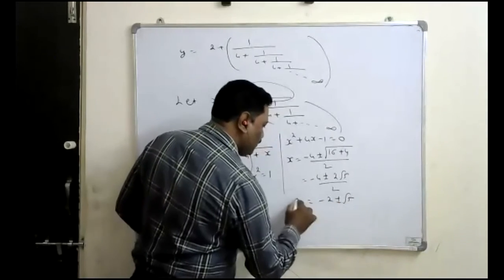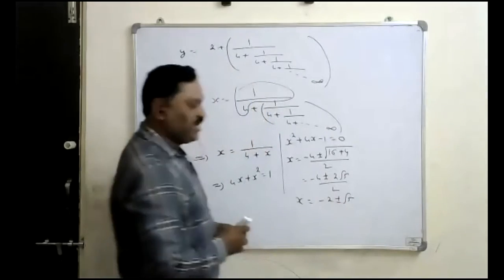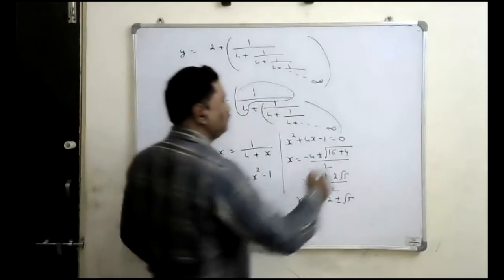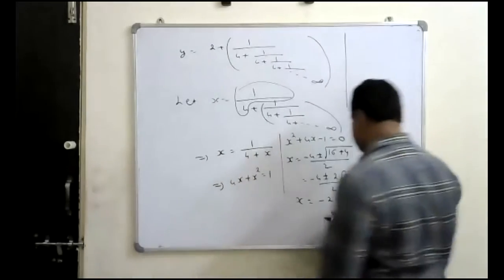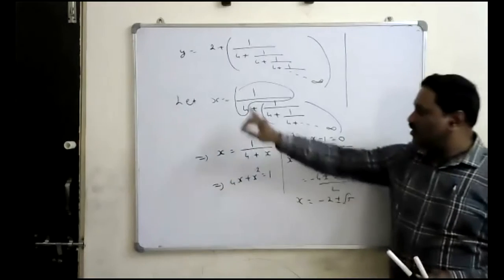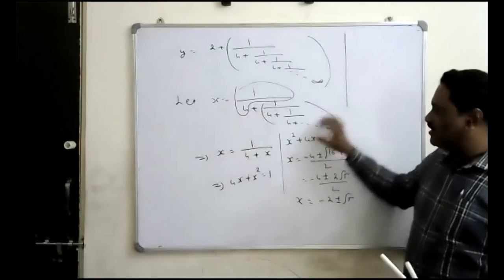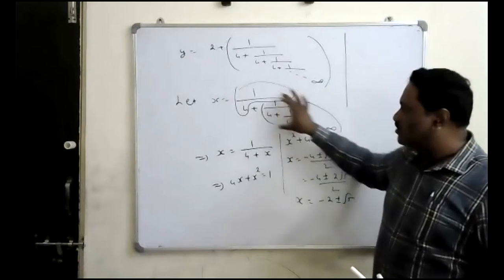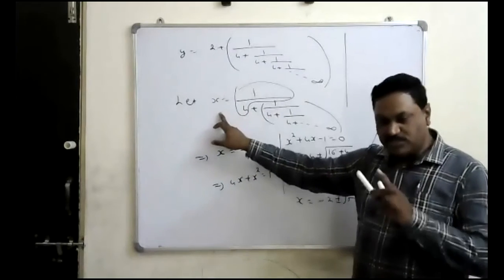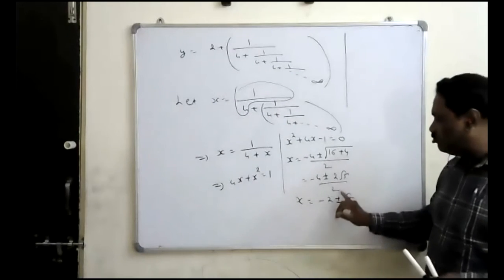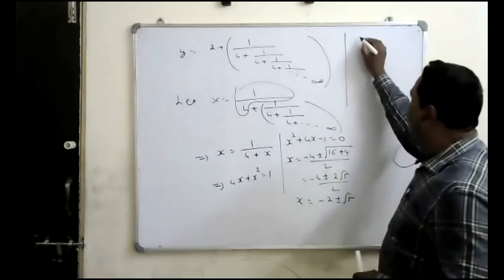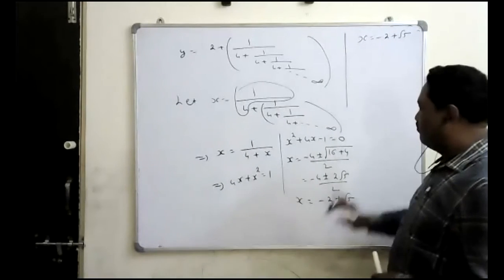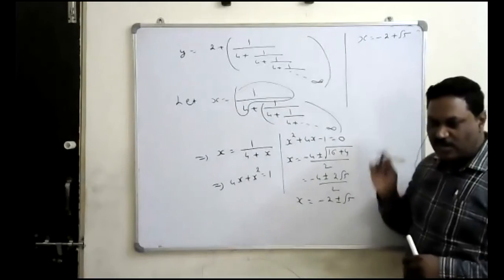So we got two values here. Which value should we take? We have to take the positive one. Why? Because 1 by 4 plus 1 by 4 plus, all these are positive values only, and we are adding all these positive values. That's why the total x value must be positive only. So we will take minus 2 plus root 5. Therefore, x is equal to minus 2 plus root 5. We should not take the minus. This is the value of x.